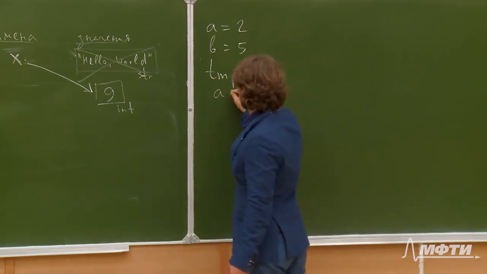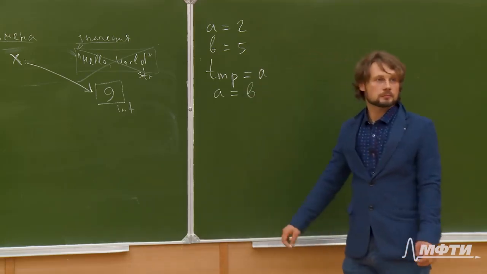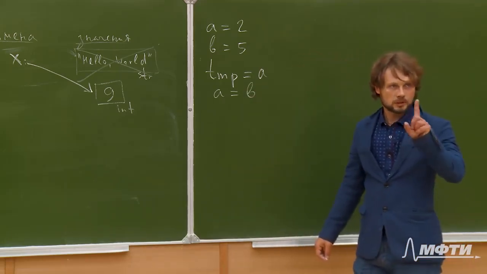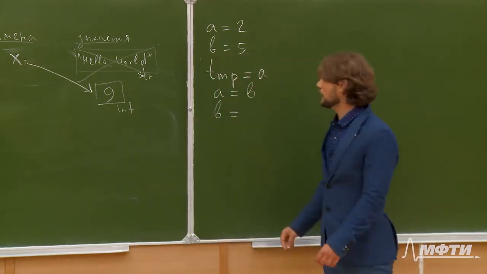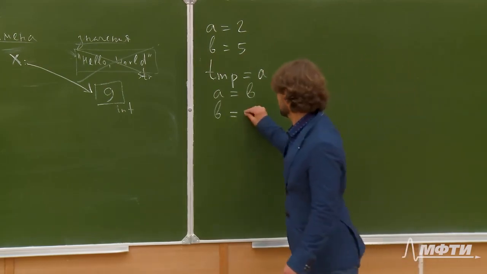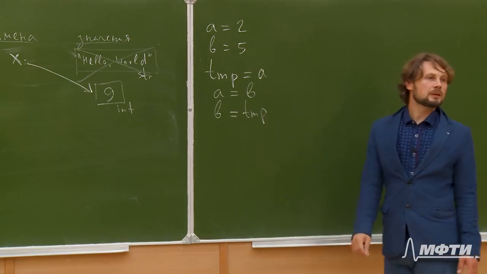Now I can assign a value to B. And then I say, now A is equal to TMP, from the temporary glass. So where has the milk been? After that, I don't need the temporary variable.